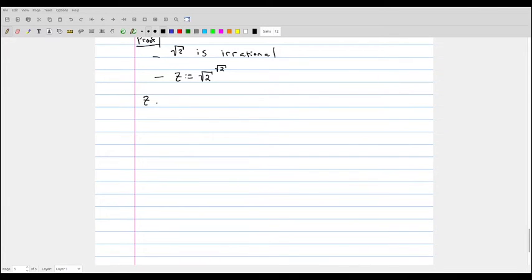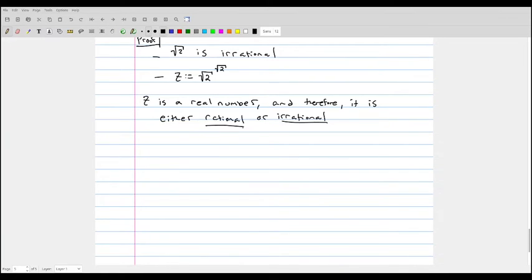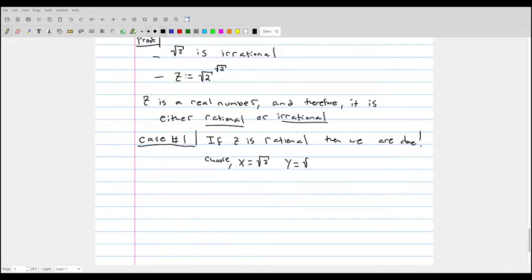Now, we know that z is a real number, and therefore is either rational or irrational. So we have two separate cases that we need to consider. Case number 1 being, if z is rational, then we are done, because x here is the square root of 2, y we choose as the square root of 2, both of which are irrational numbers. And if x to the y is rational, then we're done.